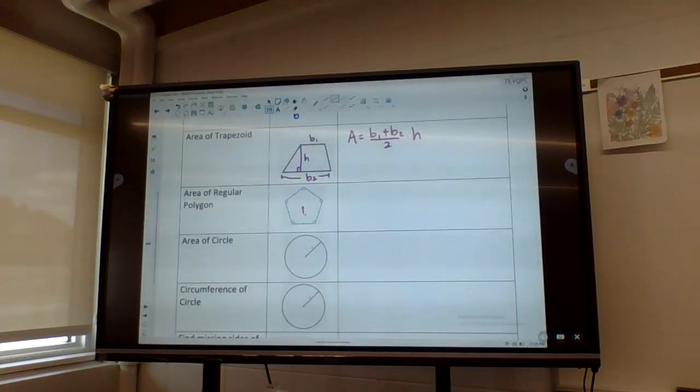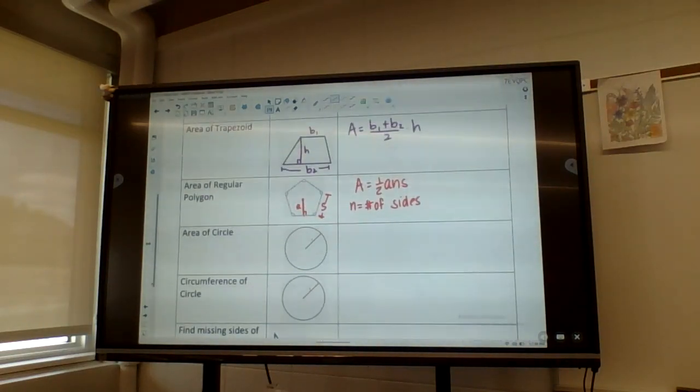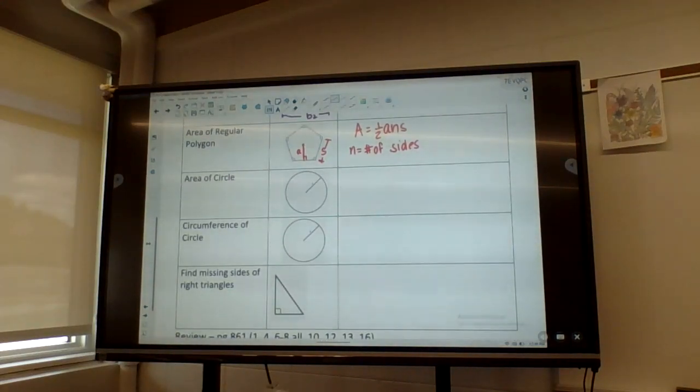Our area of our regular polygon, we need that little a, if you recall. And then the side length. Oh, I just thought of something else I have to put on here. We'll add it on the top or something. Now, area of circle and circumference of circle are two formulas you need. Perimeter of any other shape, you're just adding up the outside edges.